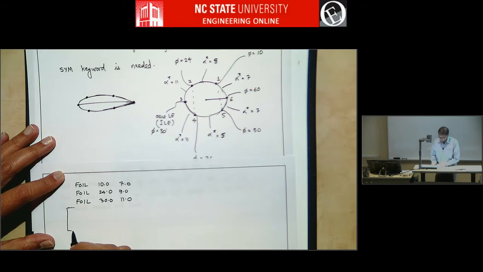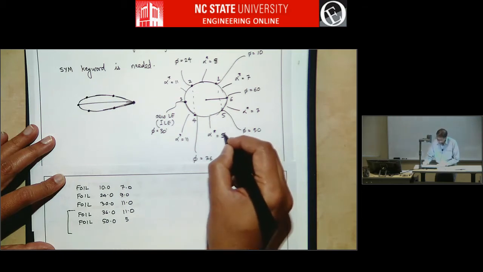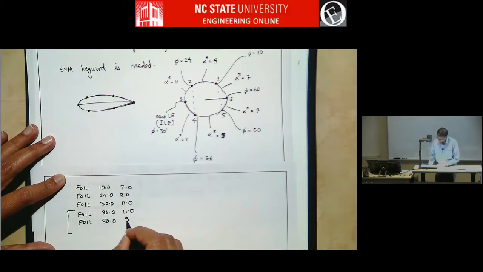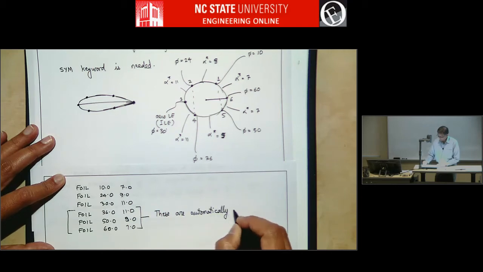What you might have had to do if Profoil didn't have the capability is you would have had to do foil 36, 11, foil 55 or 9, yeah, this is 9, and foil 67, right? These are automatically done inside Profoil.